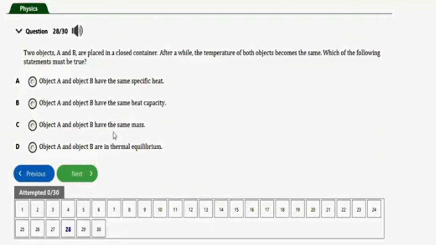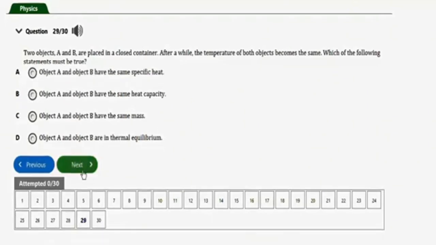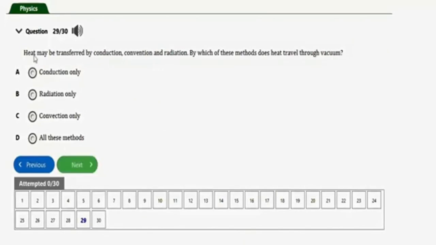So let's go to the next repeated question, which is this one. It says, heat may be transferred by conduction, convection, and radiation. By which of these methods does heat travel through a vacuum? So the correct option here is option B, which is radiation only.